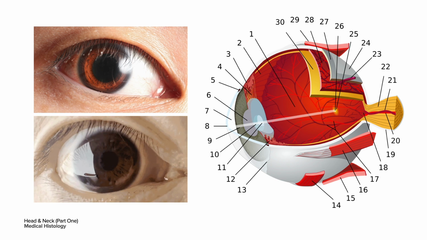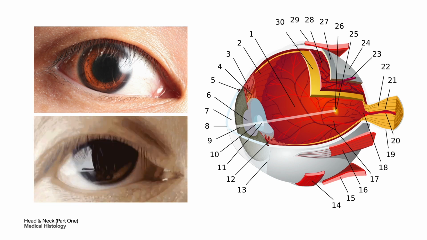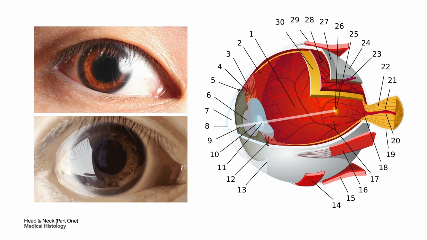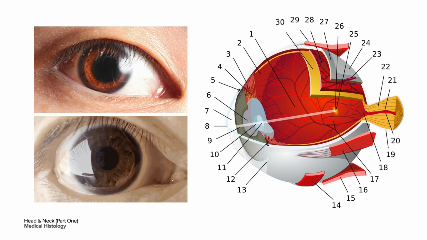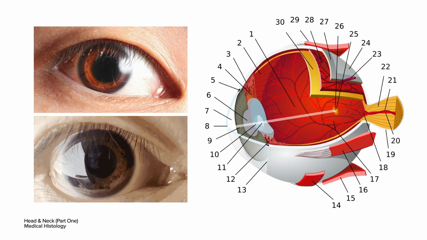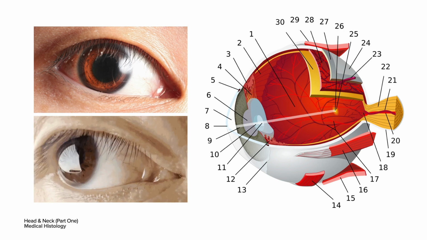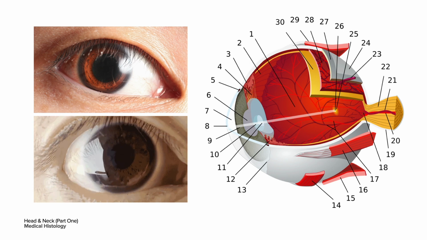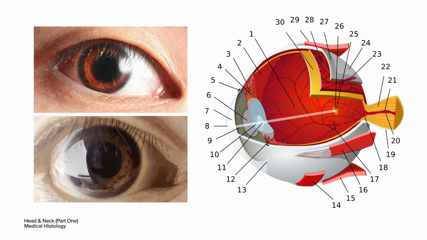The 13 is your conjunctiva. The 14 is your inferior oblique muscle. 15 is inferior rectus muscle. 16 is your medial rectus muscle. Number 17 is the retinal arteries and veins. The 18 is your optic disc. Your 19 is your dura mater. 20 is the central retinal artery. 21 is central retinal vein.